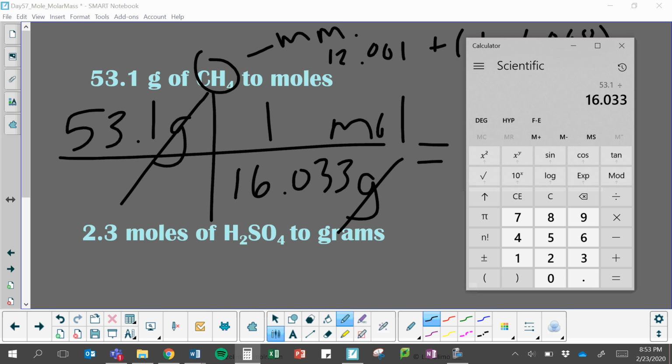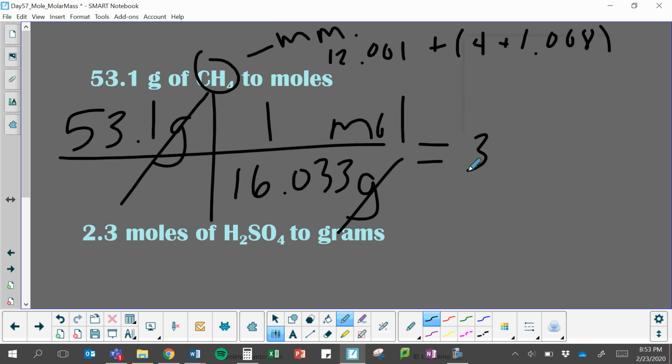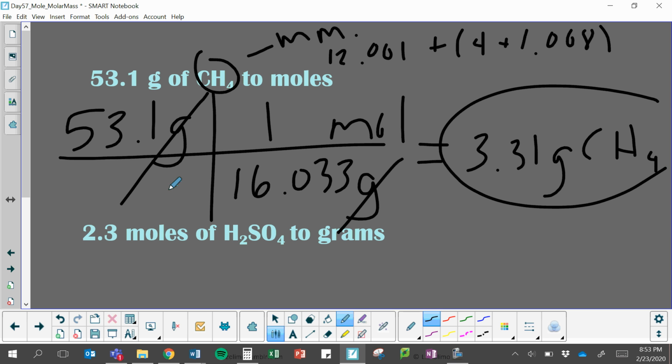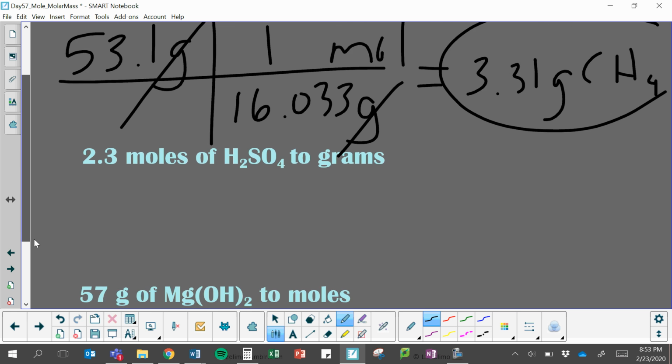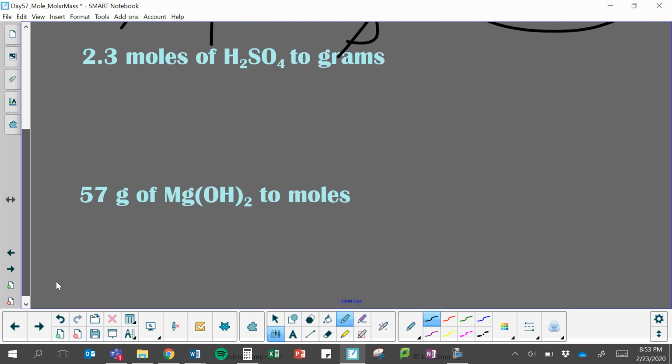So notice that I did not round the 16.033. We're not going to round until we're at the very, very end. So this is our answer, but we only have 3 sig figs because this number right here only has 3. So we'll write 3.31 grams of CH4. So you can try this next one. Let's see. Actually, you can try these next 2.